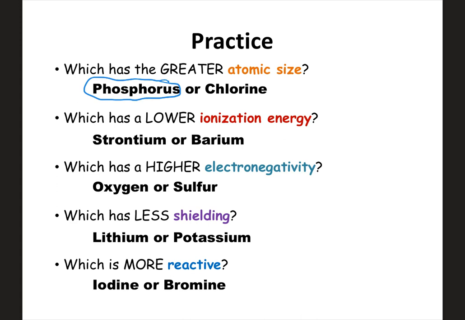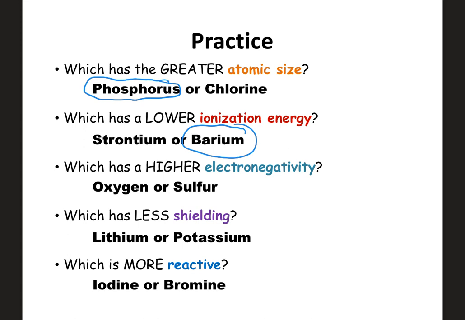Barium is further down. If you remember, the more energy levels, the more shielding you have here, the easier it is to remove an electron. So barium is further down, so it's going to be easier to steal from, a lower ionization energy. Which of these has a higher electronegativity?